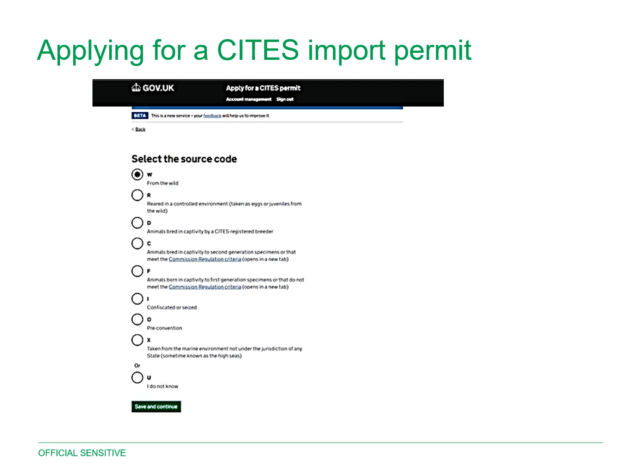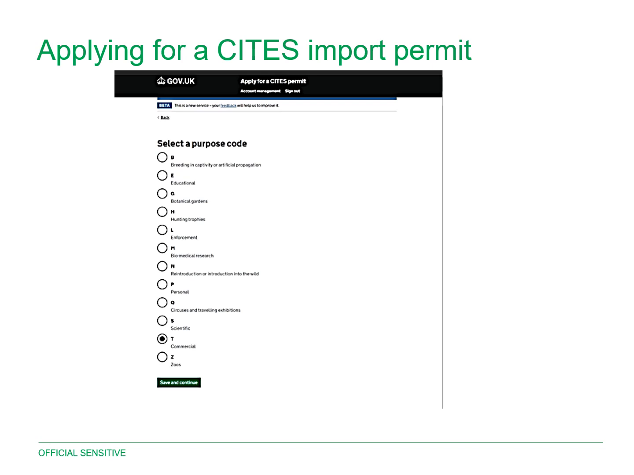was listed in 2017. For the purposes of this training video, we are importing a watch strap made from Alligator mississippiensis, which has source code W for From the Wild. Click Save and Continue.